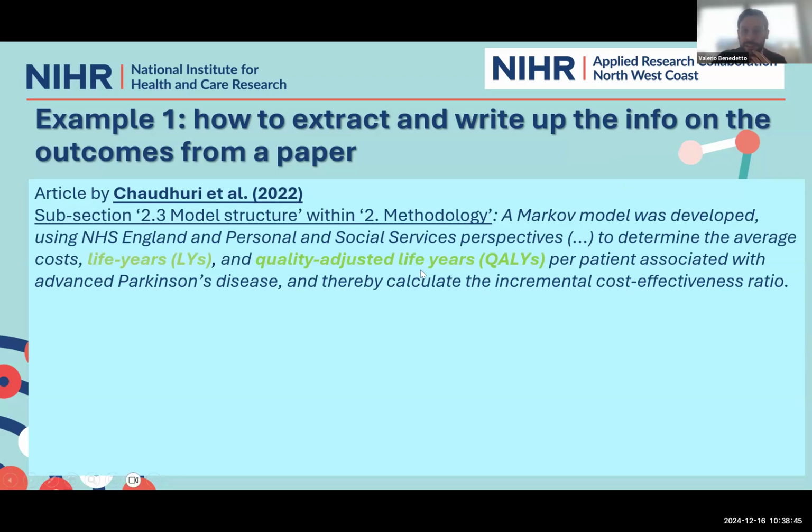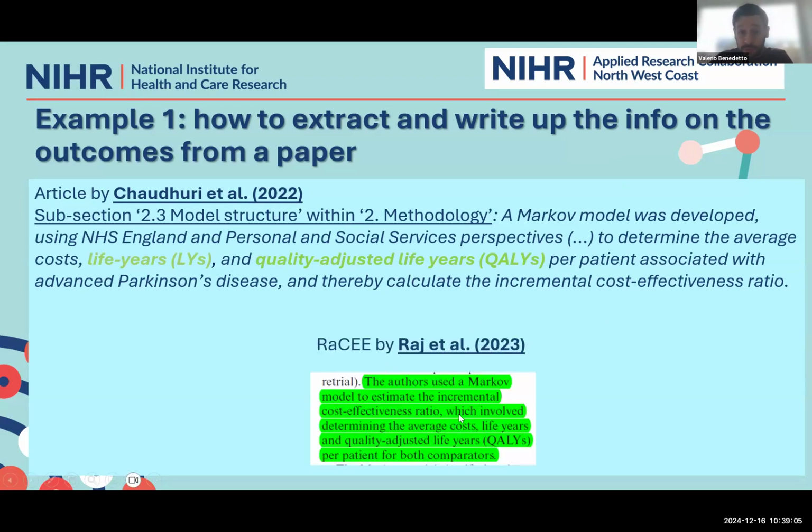And you can see in this article, the authors talk about life years and quality adjusted life years. So you got an indication of which outcomes they used. And this is the kind of information you will need to extract following this session after today. So information about the outcomes used in the study.